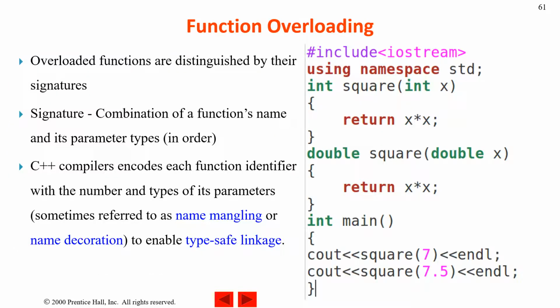So let's look at this example. Overloaded functions are distinguished by their signatures. A signature is a combination of a function's name and its parameter types in order. Here we can see that we have two functions, both named square. What is different, however, is that the first one takes an integer x and the second one takes a double x. They do the same thing.